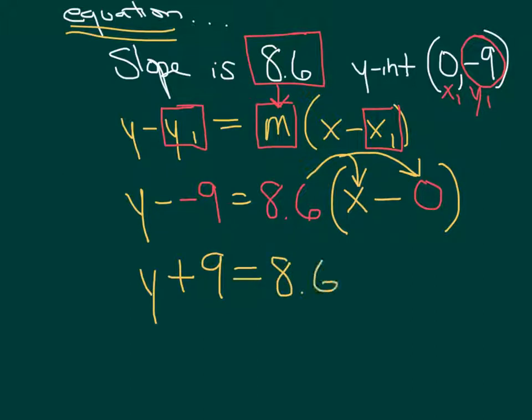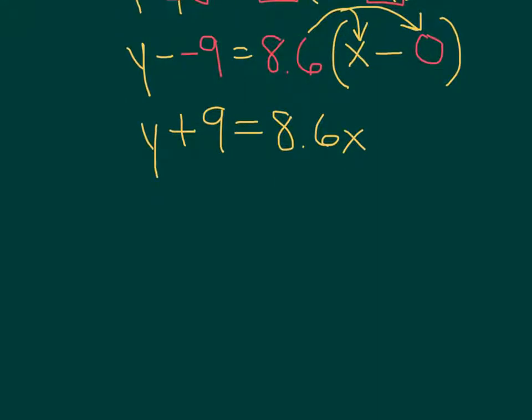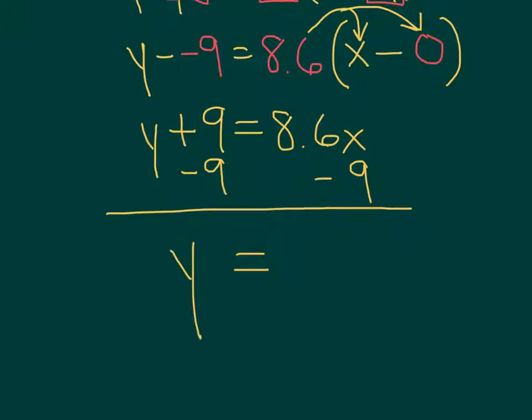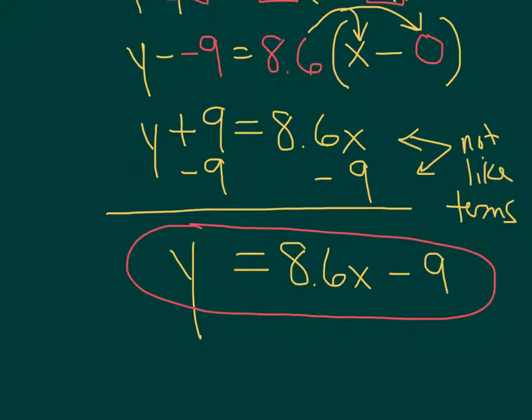So that's going to be 8.6x, and then 8.6 times 0 is just 0, so we don't need to write that term. And last up, we do want to take one step to get the y by itself, so we're going to subtract 9 from both sides. And then bring down the equal sign on the left, we've got y on the right. Be careful you don't put the 8.6 and the 9 together. These are not like terms. So we've got 8.6x minus 9, and that ends up being our solution.